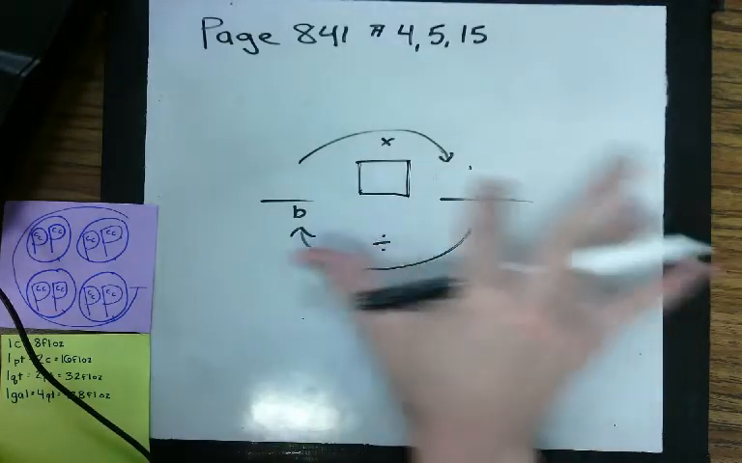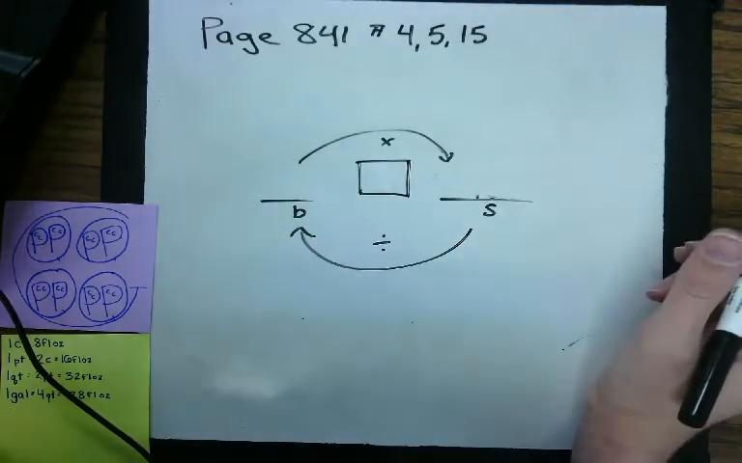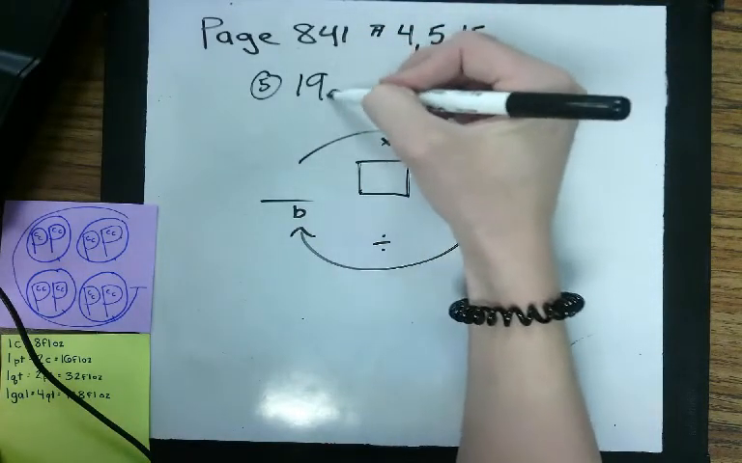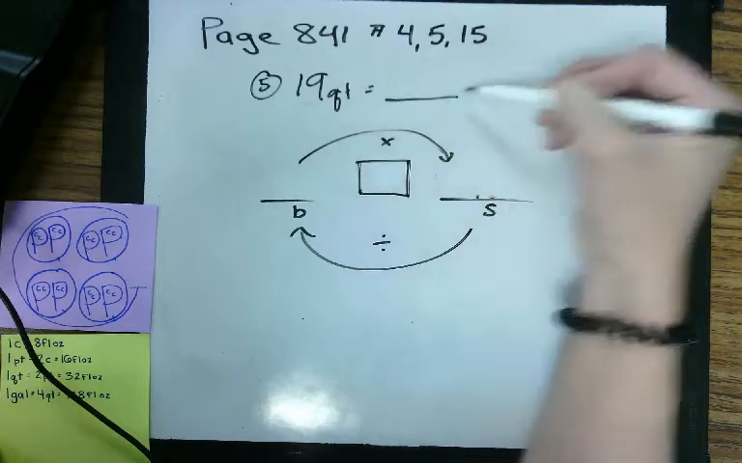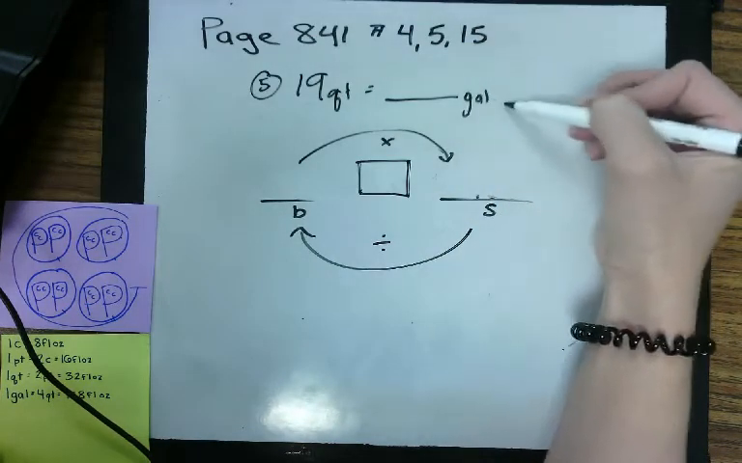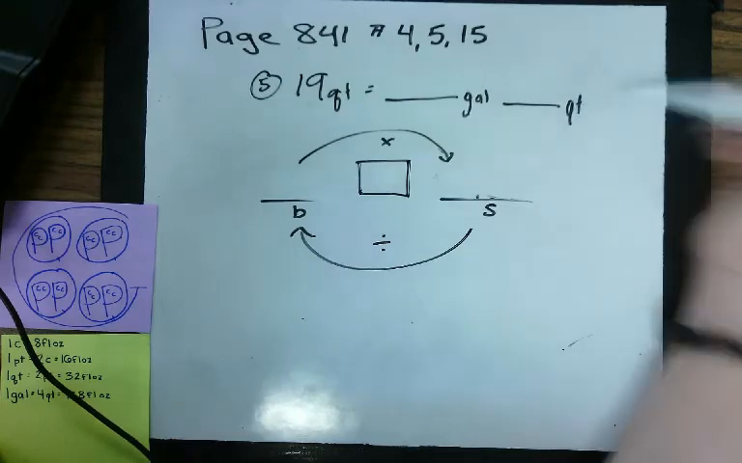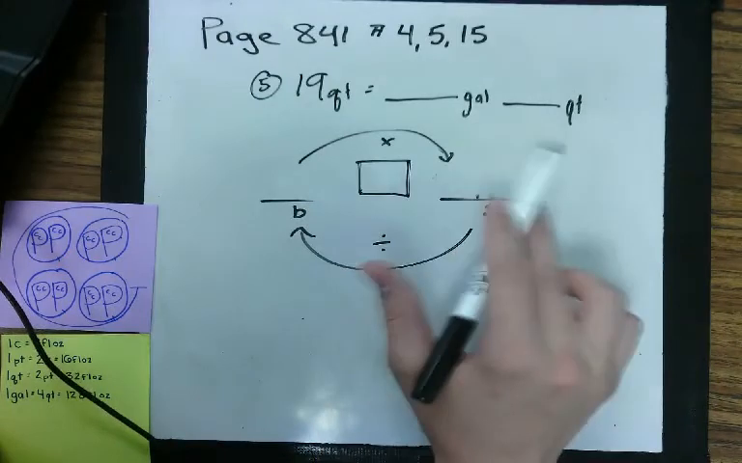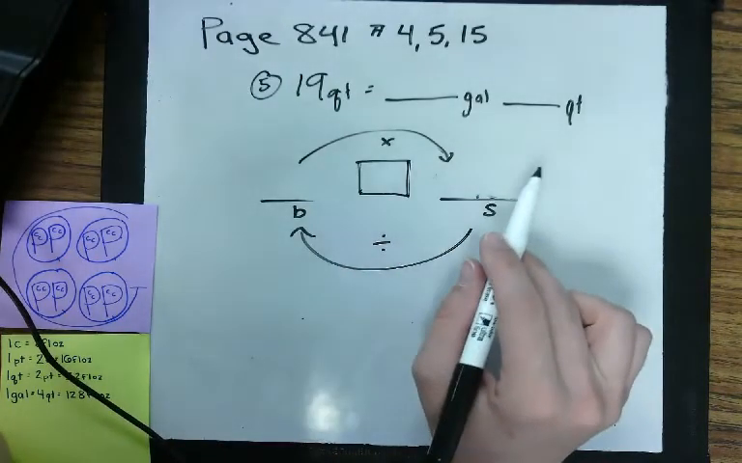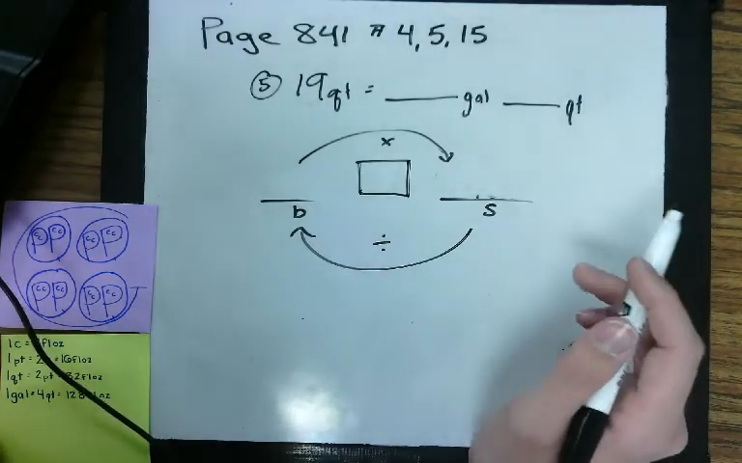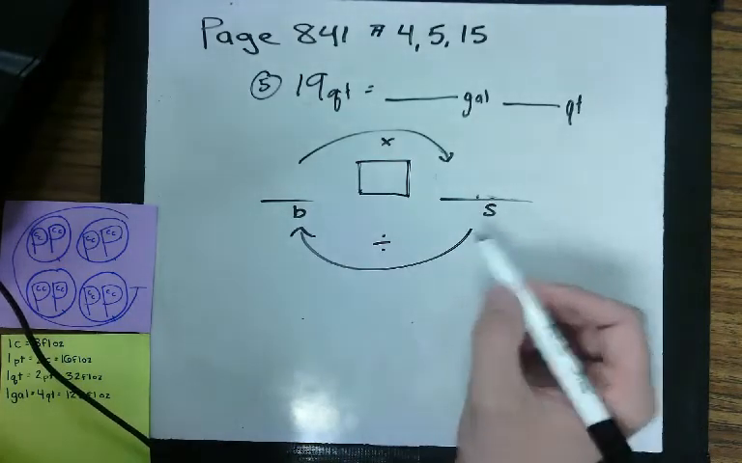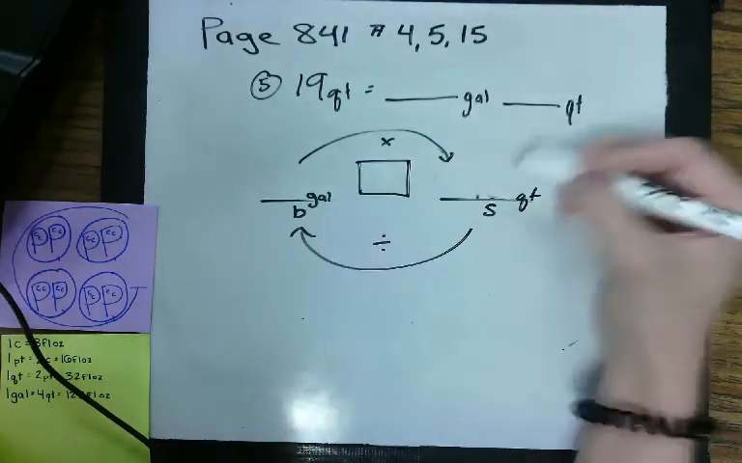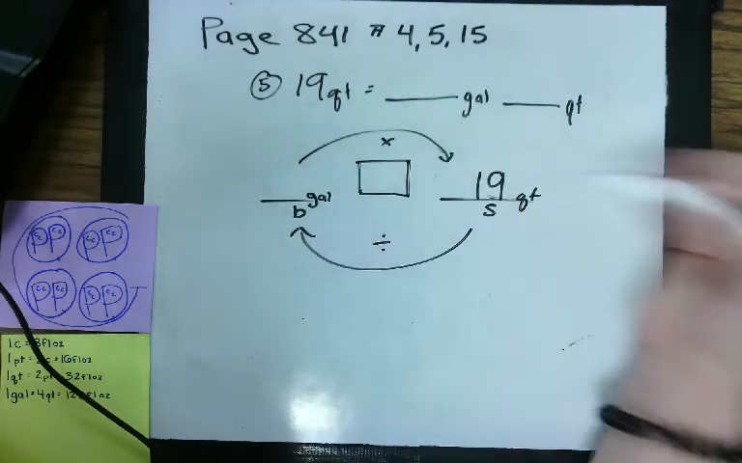Let's go on and do number 5. Number 5 asks, 19 quarts is how many gallons and how many quarts? Interesting split here. I'm going to go through the conversion and I'm going to show you why they have it split. Okay? So as we start out here, we're going to use our conversion calculator to go from quarts to gallons. We know we've got 19 quarts. Those are smaller than gallons, so we're starting there.